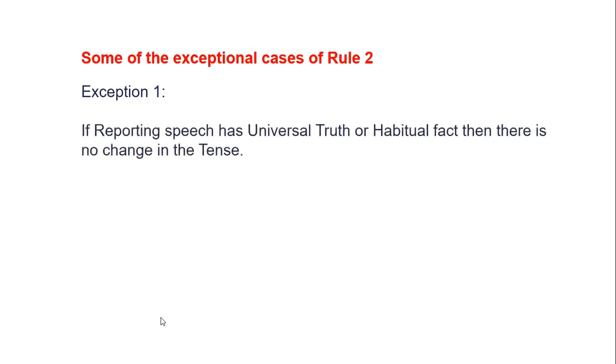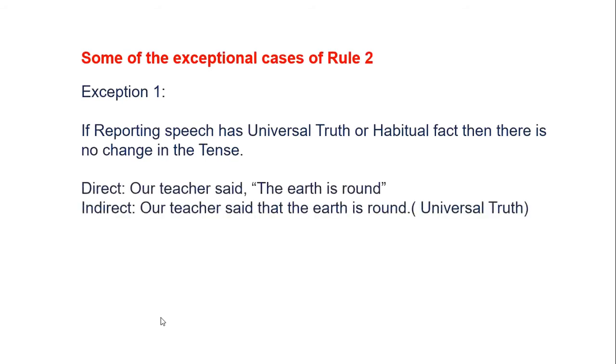Okay, now we will see the exceptional rules of rule 2. Exception 1: if the reported speech has a universal truth or habitual fact, then there is no change in the tense. Let's see an example. Our teacher said, the earth is round. To make it indirect speech, you have to write: our teacher said that the earth is round, because it's a universal truth. Though the reporting verb is in past form, you cannot change it.